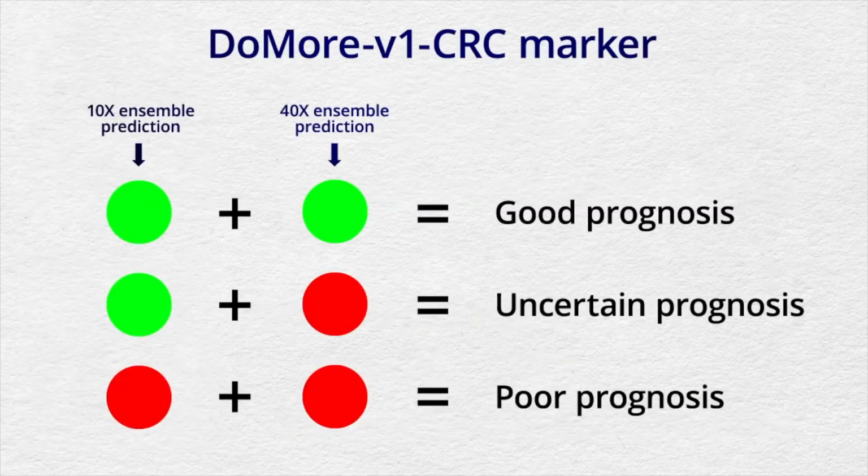The combination, termed the DoMore v1 CRC marker, predicted good prognosis if both ensemble markers predicted good prognosis, uncertain prognosis if the ensemble markers predicted differently, and poor prognosis if both ensemble markers predicted poor prognosis.